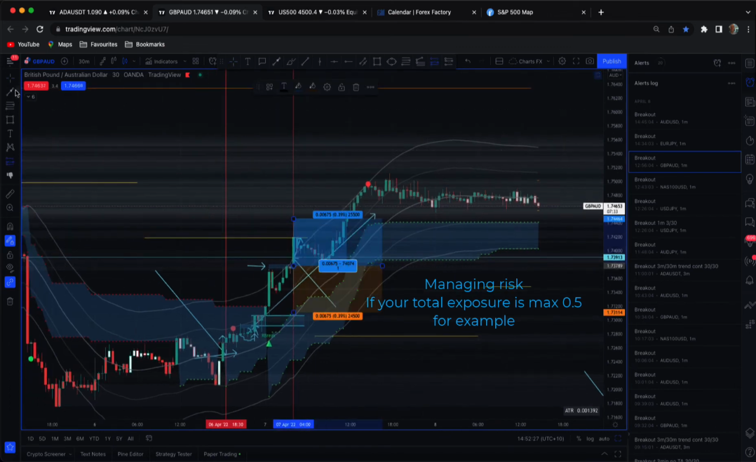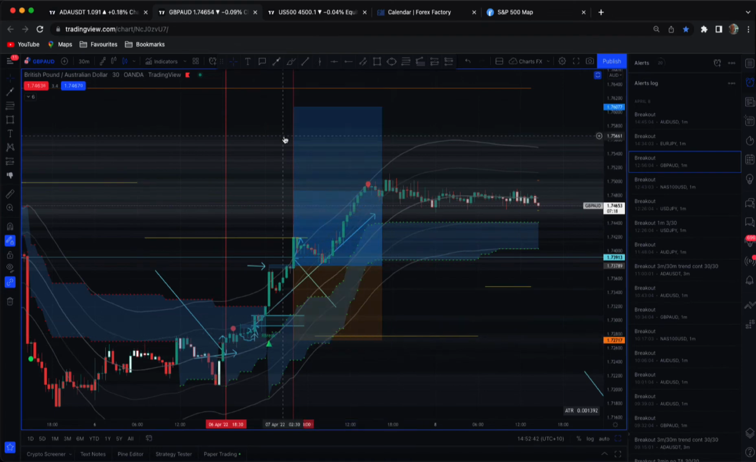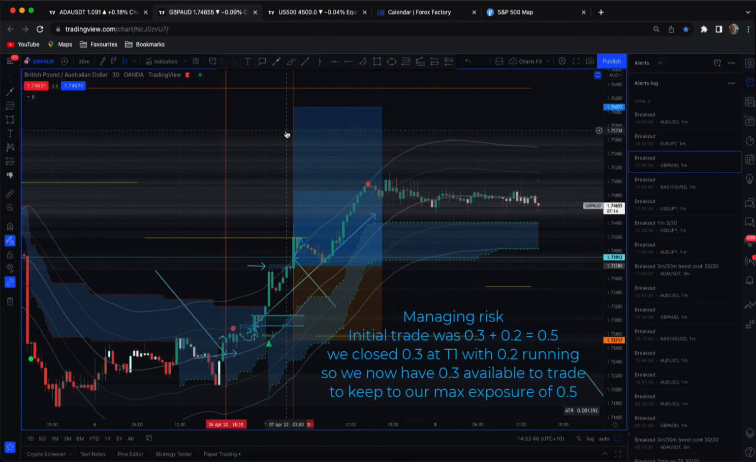You can break that into two portions if you want to. Stop loss down under here. You know, you could go in with 0.2 and 0.1. So you've got two open positions. Okay, so manage your risk. So there's entry. Go for quick profits.